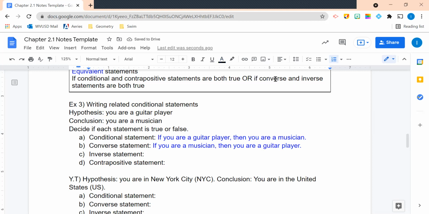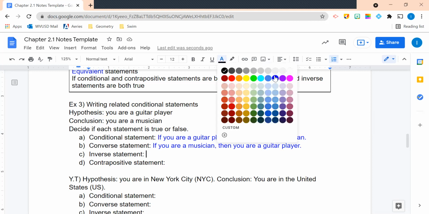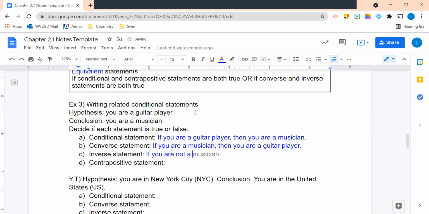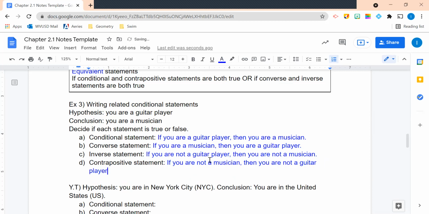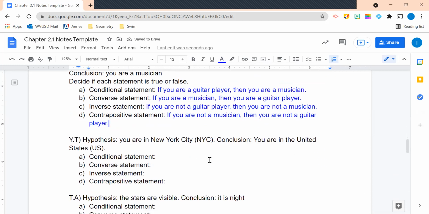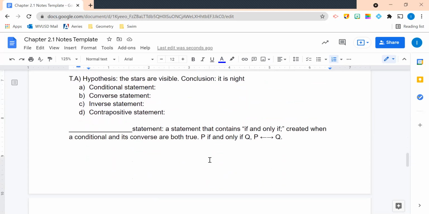In our inverse statement, we're taking the conditional statement and negating both of them. And we're saying, if you are not a guitar player, then you are not a musician. And finally, our last contrapositive statement, you're taking the converse statement and negating both the hypothesis and the conclusion. So if you are not a musician, then you are not a guitar player. That's it. And for the you try and try again, we'll do that in class.